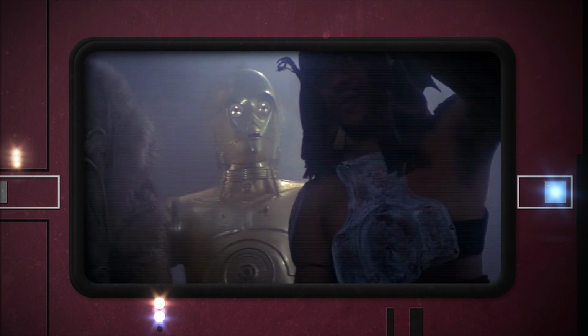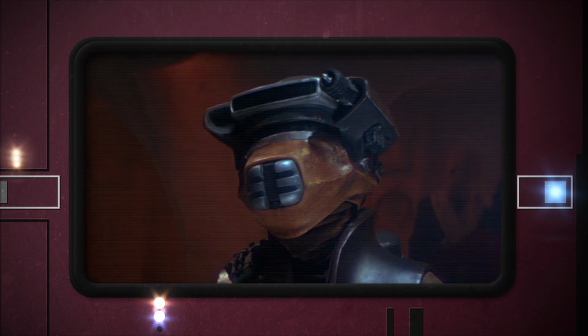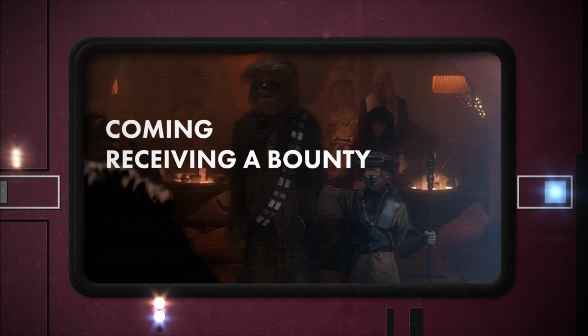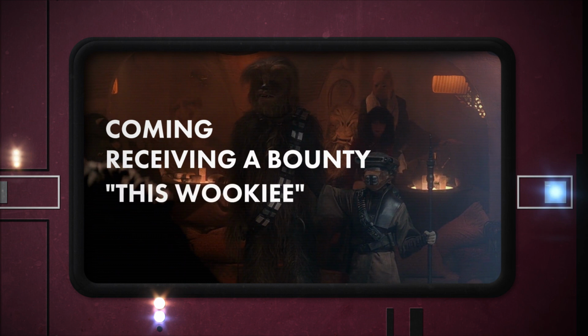And we're already up a creek without a paddle, it seems. We have three words, two of which are the same word, yet we're apparently communicating three separate ideas here. Coming, receiving a bounty, and this Wookiee. It's a bit of an executive decision, but I think it's very safe to assume that Wookiee here is contextual, and perhaps bounty as well.